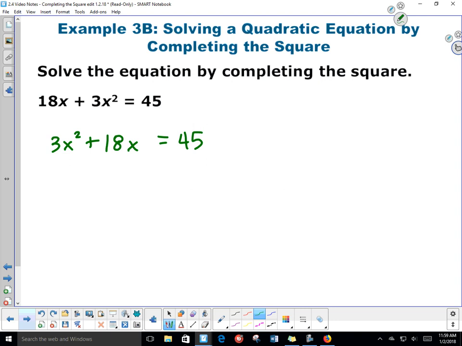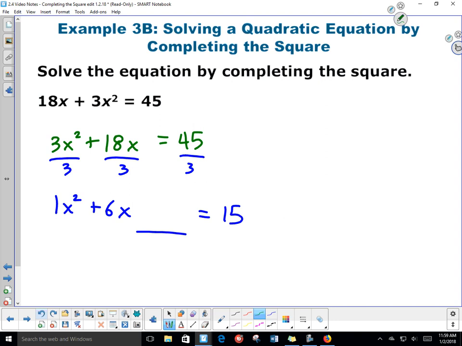All right, at this point we want to solve by completing the square, but remember we cannot solve by completing the square unless this leading coefficient right here is a 1. Since that's not a 1, we have a little problem, and so we want to actually divide everything by 3 so that we get a 1x squared plus 6x equals 15 in this case. Notice I left some room to complete the square.